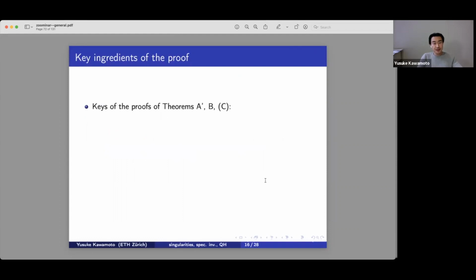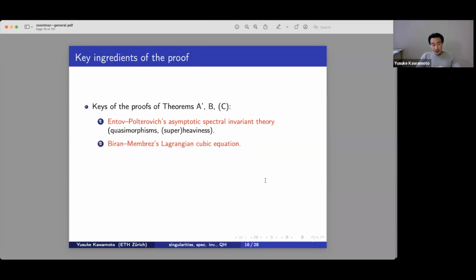So, okay, the key ingredients of the proof of all the theorems that I mentioned, there are 2 things. The first one is the theory of asymptotic spectral invariants due to Entov-Polterovich. They have this nice theory of quasimorphisms and superheaviness and all that. And the second input is Biran-Cornea's Lagrangian quantum cohomology. Okay.